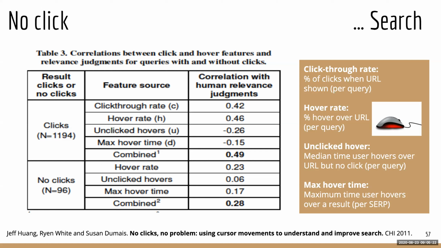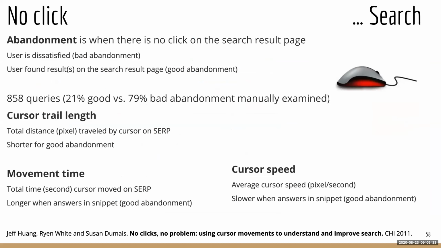Again, this is this notion of mouse movement, hovering, that gives additional information in the case when there's no click. Looking into abandonment, which is a measure used in search, but also elsewhere. Abandonment is when there is no click on the search result page. So the user is dissatisfied, bad abandonment, or the user finds the result on the search result page, good abandonment, which I already gave an example of.